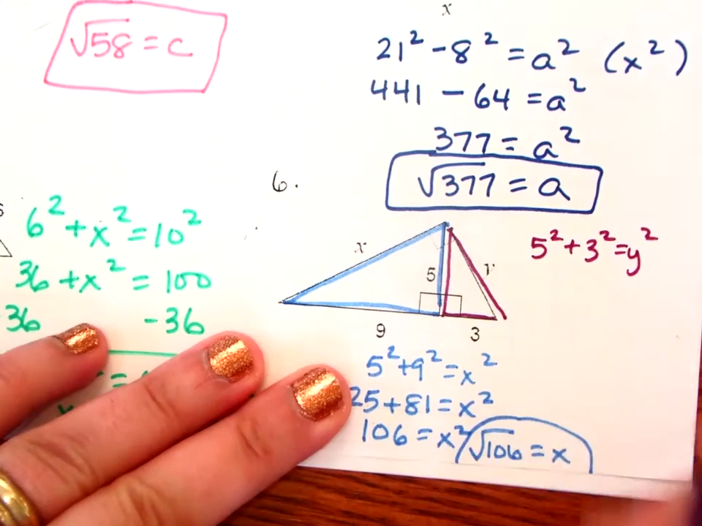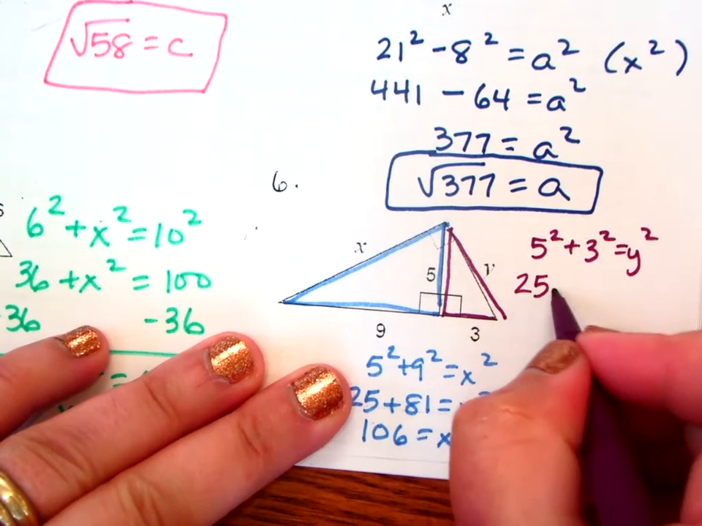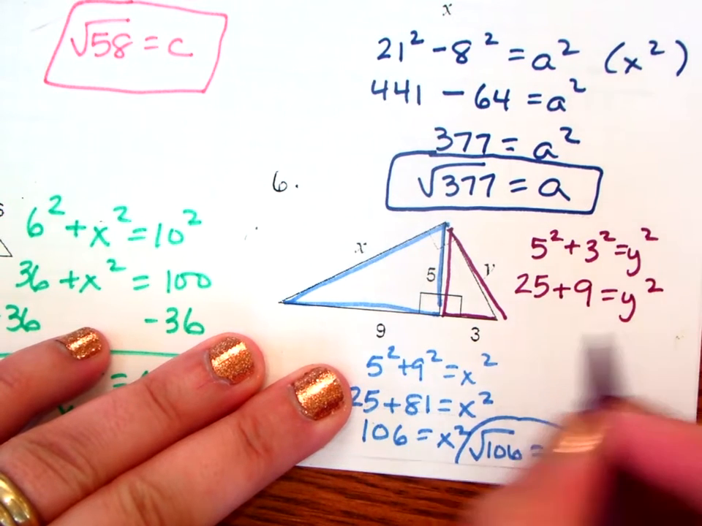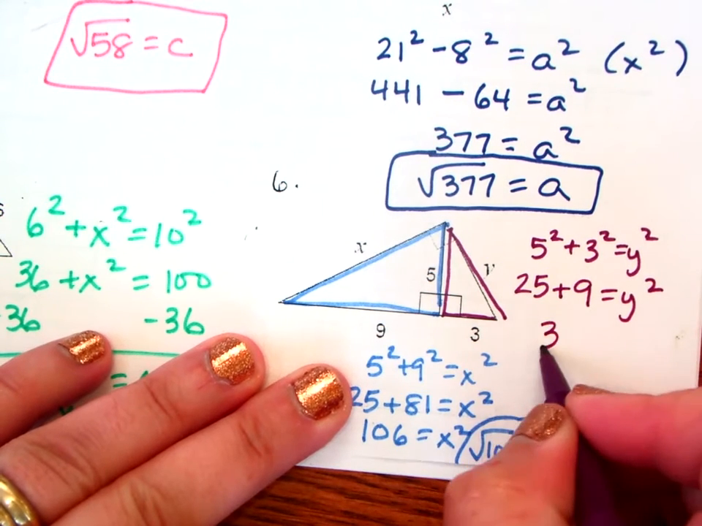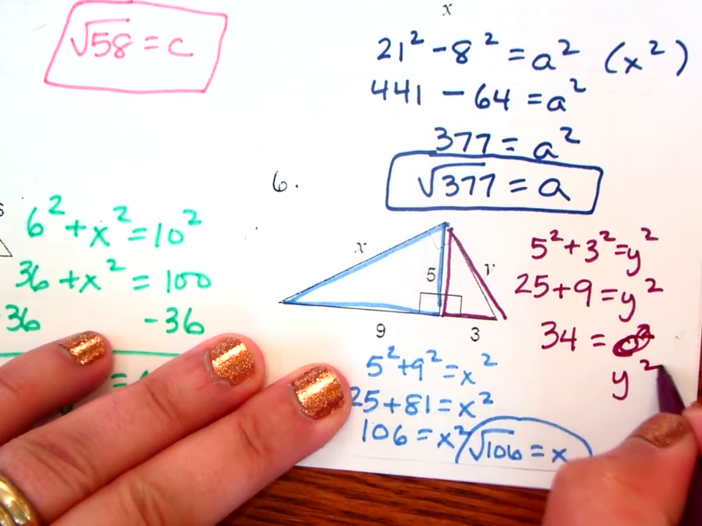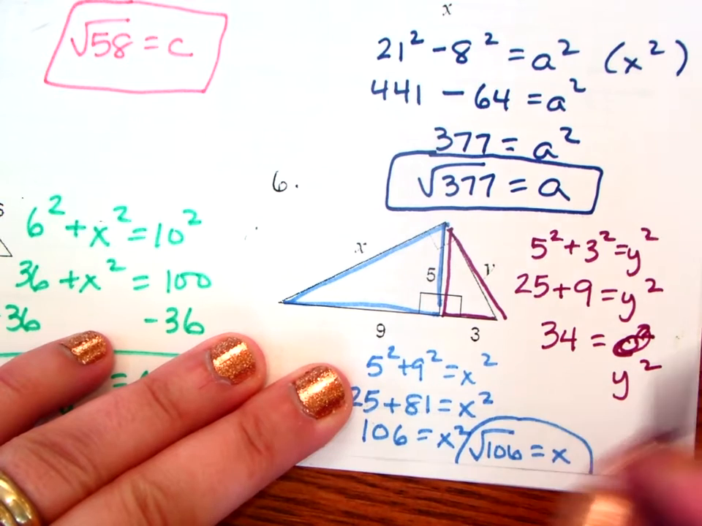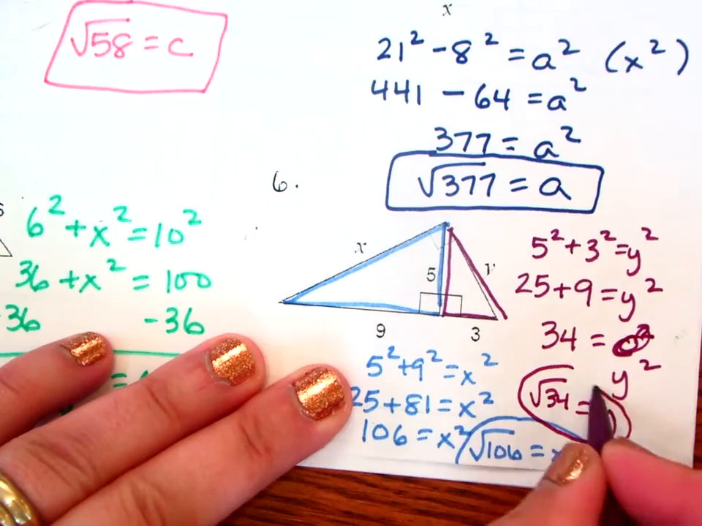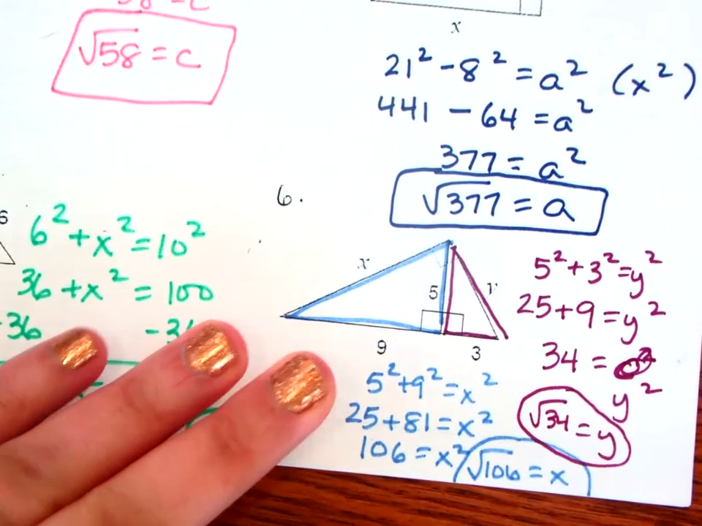Okay. And 5 squared is 25, 3 squared is 9, and that'll be y squared. 25 and 9 is 34. Oops, sorry, equals y squared. Okay, so 25 plus 9 is 34, and so the square root of 34 is y. Okay, so there's another example for you.